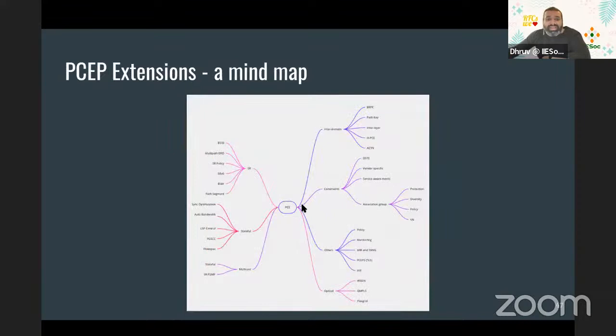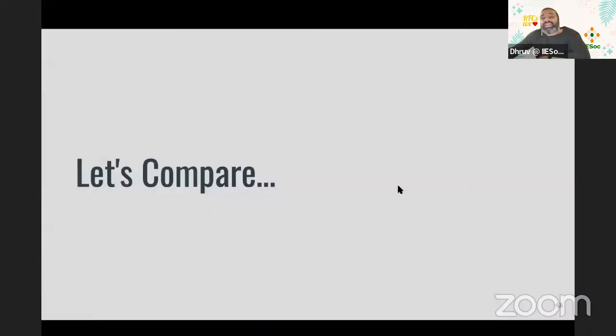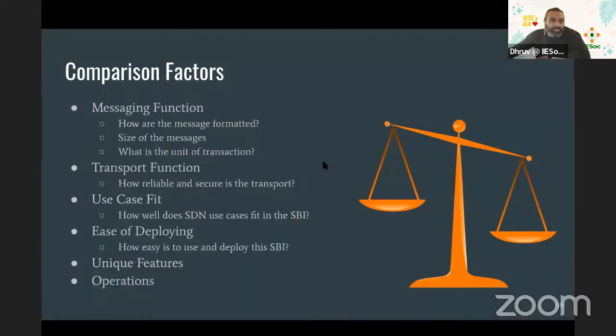And this is, again, a mind map of various interdomain extensions, various constraints, various features that we have. PCEP works not just for MPLS, it supports various optical networks, WSON, GMPLS, FlexGrid, segment routing, multicast, all those features exist. But now we'll go to the interesting thing, and let's compare the three things that we have just talked about.